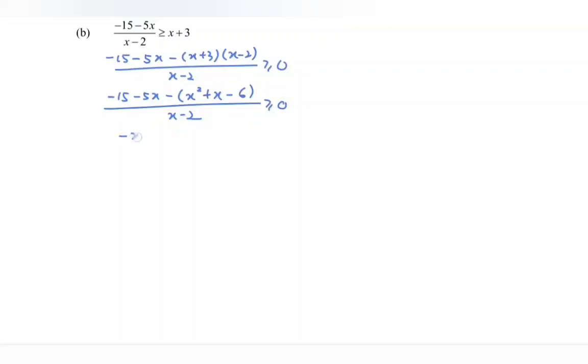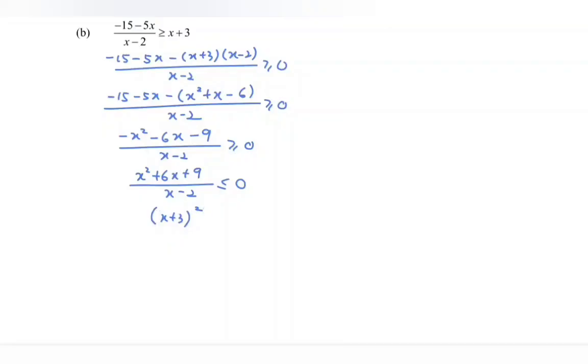Simplify: negative x squared, negative 6x, and then negative 9, over x minus 2 greater than or equal to 0. Rearrange the inequality. So we have x squared plus 6x plus 9 over x minus 2 less than or equal to 0. Factorize the expression. We have (x plus 3) squared over x minus 2 less than or equal to 0. Next, determine the sign.